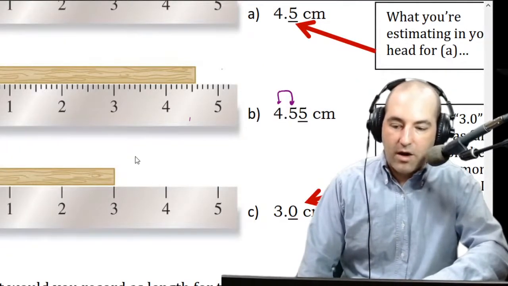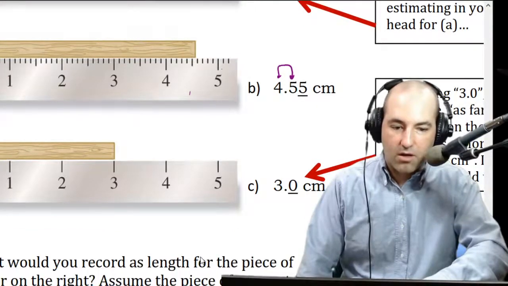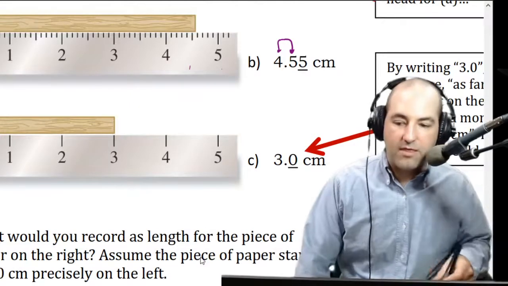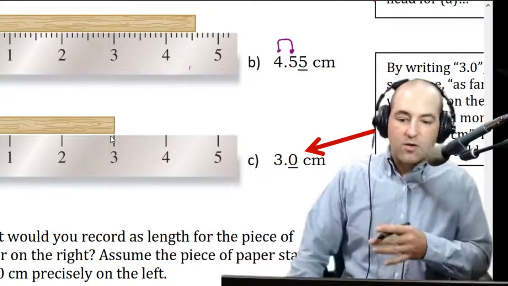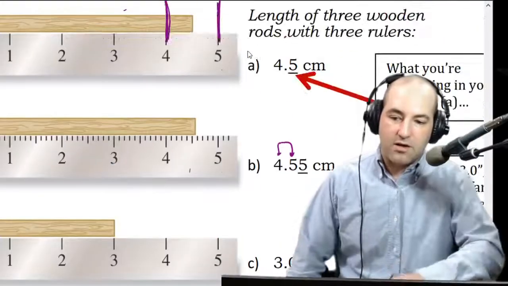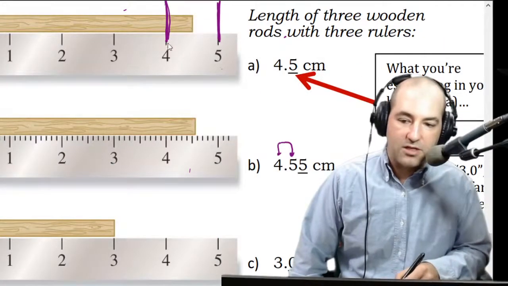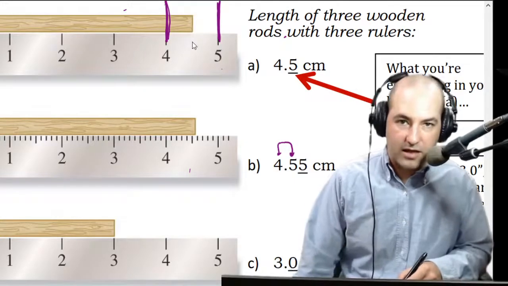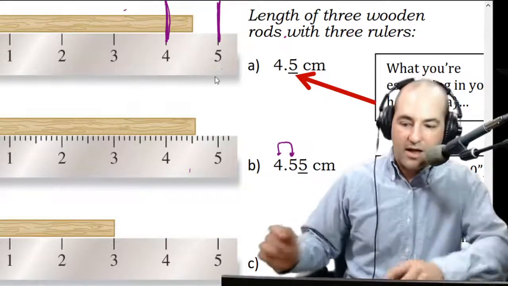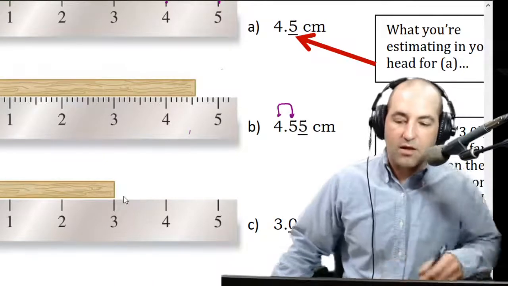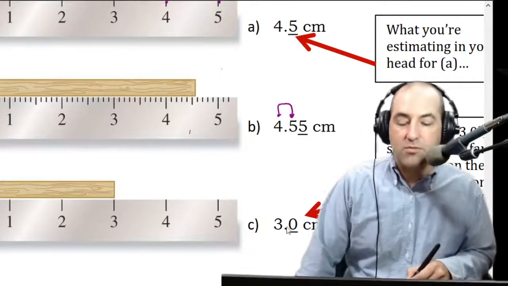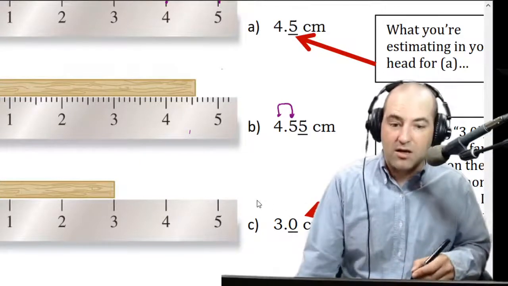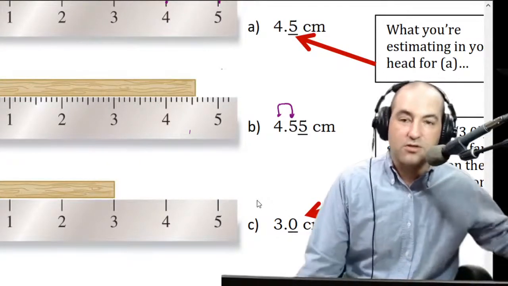All right. Where I see people getting in trouble with this mostly is when the measurement is directly on a line. So it's a little easier to tell, like up here, that you have to estimate this digit because otherwise you don't know exactly where it is. But when it's right on the line, like down here, that can be a little bit trickier. How do you know how many digits to write? Is it 3.0? Is it just 3? Is it 3.00 or 3.000?